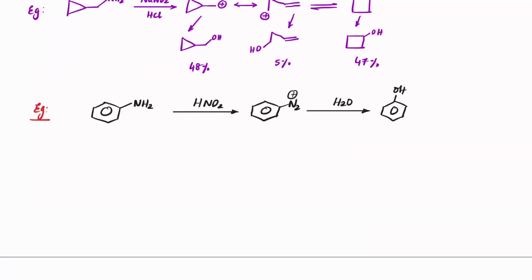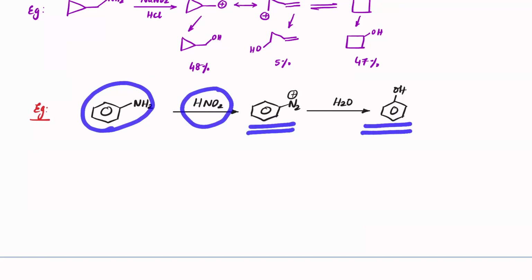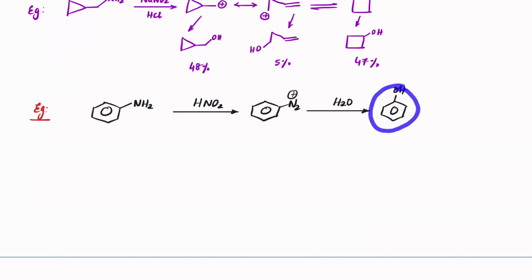Next, check out in case you have aniline reacting with HNO2, you'll get diazonium salt. On adding water to the diazonium salt, you'll get phenol. Correct. This is a standard question here.